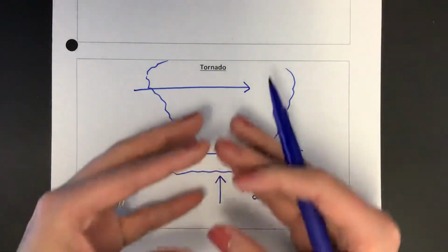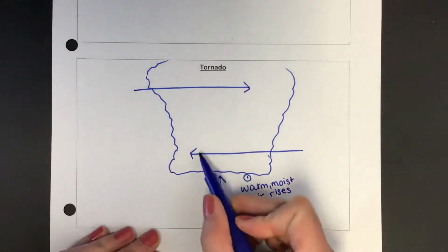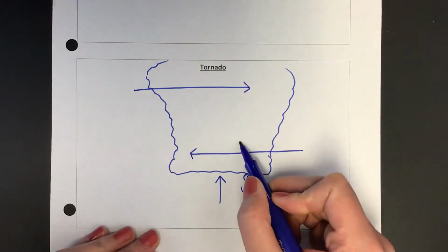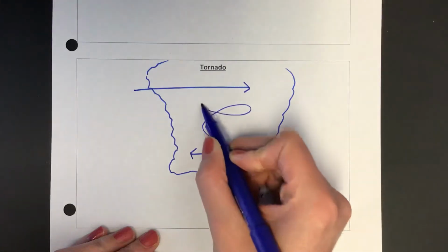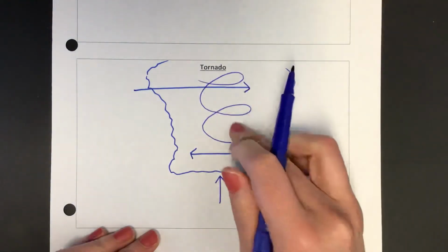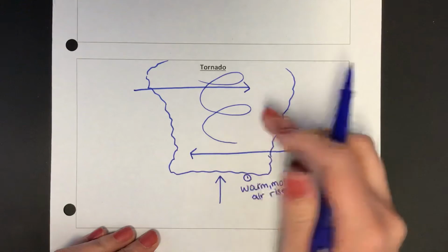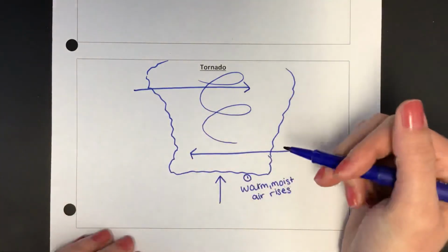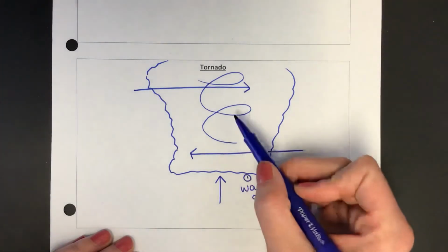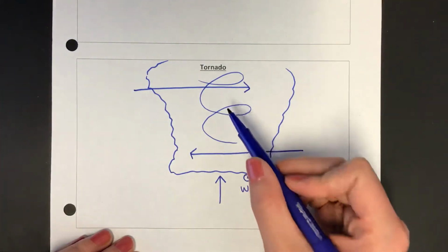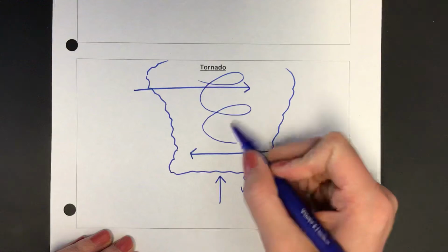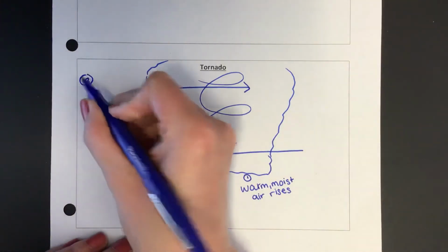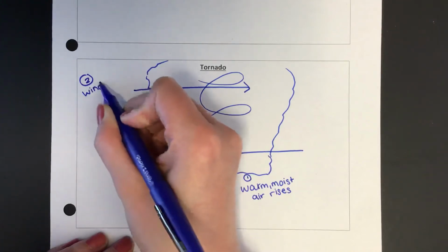So this warm, moist air is going to start getting blown in this direction and then in this direction, and these changing directions are going to cause a form of rotation and create this low pressure area inside the cloud. As it gets low pressure and this rotation continues, it's kind of like a cycle that's going to continue making this area even more low pressure and causing the rotation to happen faster and faster. Let's label that we have winds blowing in different directions.